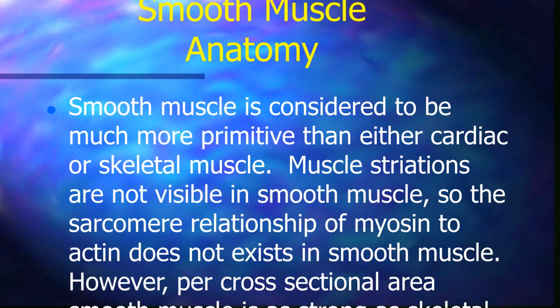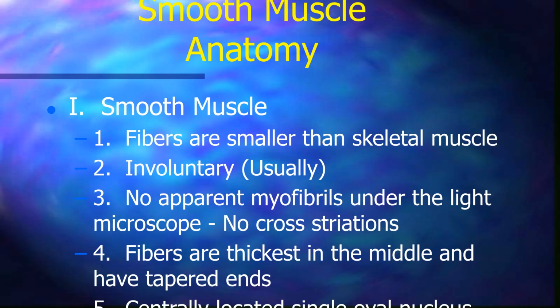Smooth muscle fibers are smaller than skeletal muscle and are usually involuntary. They lack apparent myofibrils and cross striations under the light microscope. Fibers are thickest in the middle with tapered ends and have a single, centrally located oval nucleus. This slide visually represents smooth muscle anatomy.